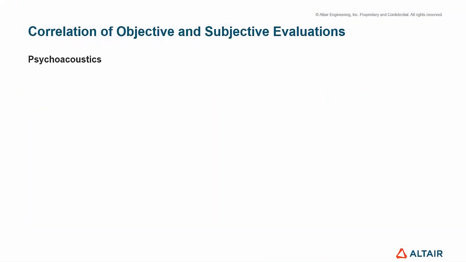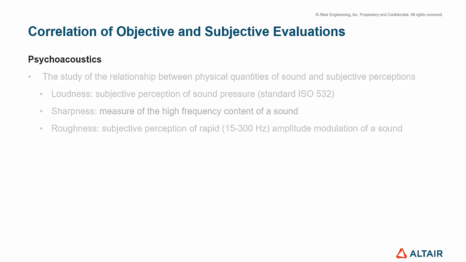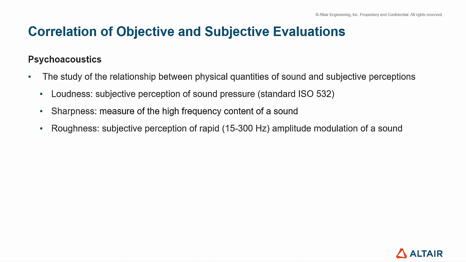Another correlation branch of methods is psychoacoustics, which is the study of the relationship between physical quantities of sound and subjective perceptions. In this field, various parameters may be calculated for this purpose, like loudness, subjective perception of sound pressure, regulated by standard ISO 532, for example, sharpness, a measure of the high-frequency content of a sound, and roughness, which is the subjective perception of rapid amplitude modulation of the sound, usually between 15 and 300 Hz.